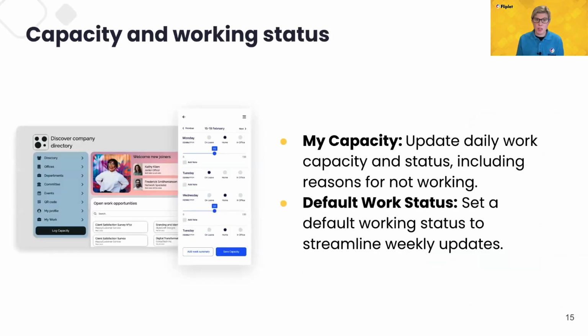Staff should be able to see their capacity. They can update daily their work capacity and status, including the reasons for not being able to work, and the default working status. As part of the directory, they'll be able to set a default working status to streamline weekly updates, so whether they're in the office on a particular day of the week or whether they're working from home.